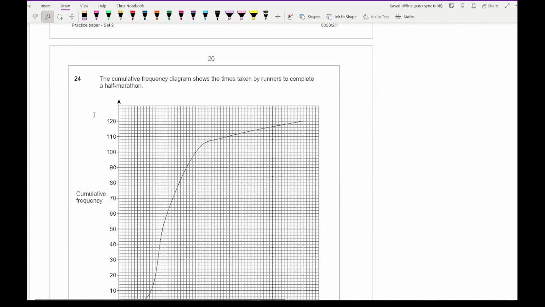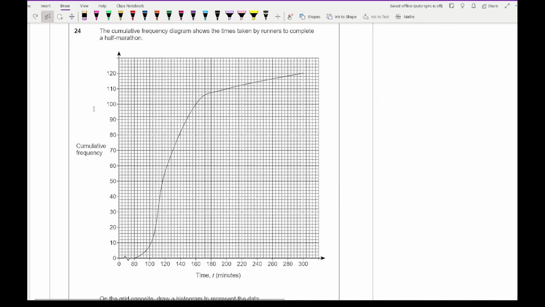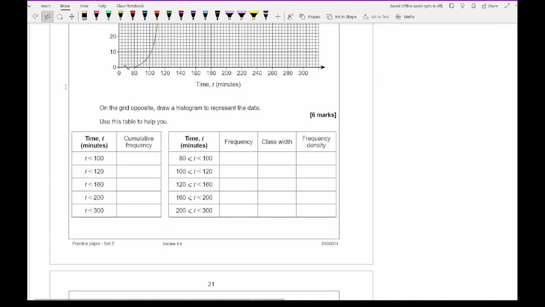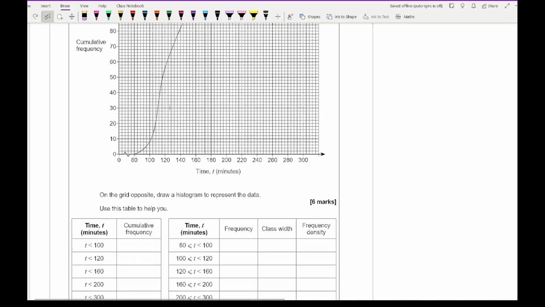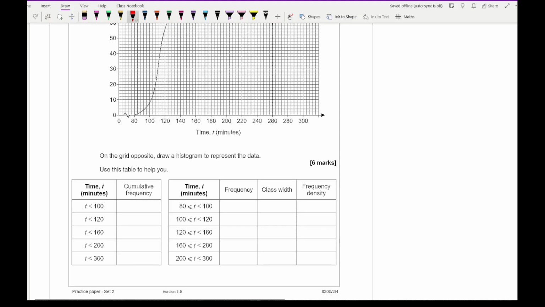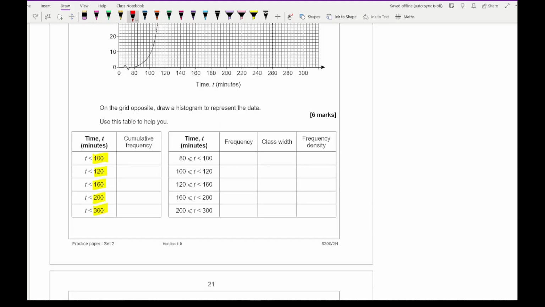Then moving on to question 24, it says the cumulative frequency diagram shows the times taken by runners to complete a half marathon. And the question is asking, on the grid opposite, draw a histogram to represent the data. Use the table to help you. So what we need to do first is work out what the cumulative frequency values are at each of these values. Now, if I do that correctly, I should have the following values. So I should have 8, 56, 100, 110 and 120.